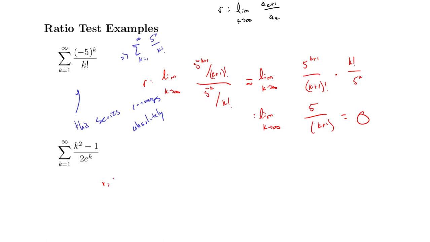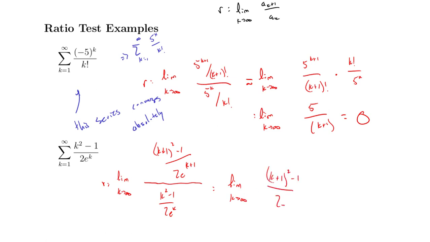the limit as k goes to infinity. I'm going to put a big fraction bar here, and I've got k plus 1 squared minus 1 over 2e to the k plus 1 over k squared minus 1 over 2e to the k. That's my k plus first term in the top, my kth term in the bottom. Eventually, you should probably just start writing it like this: k plus 1 squared minus 1 over 2e to the k plus 1 times 2e to the k over k squared minus 1.